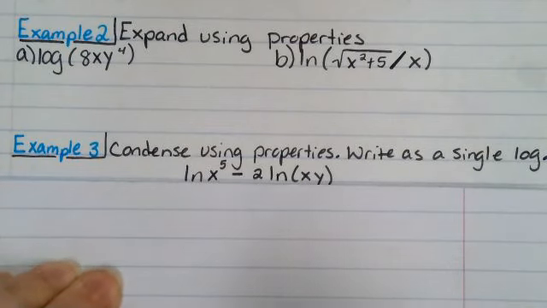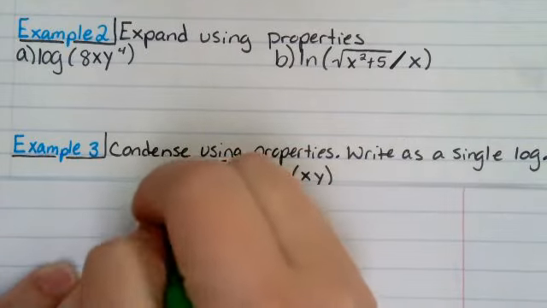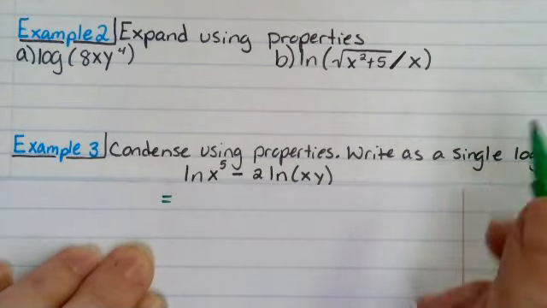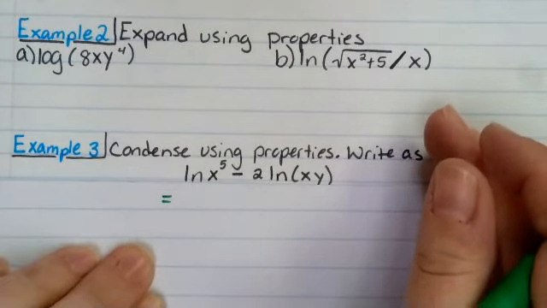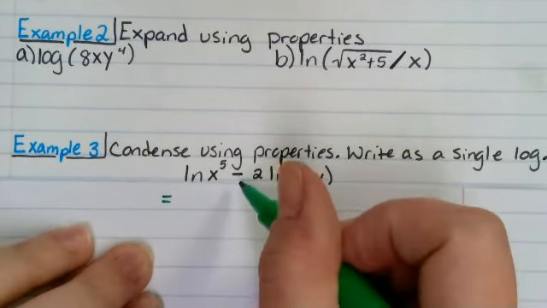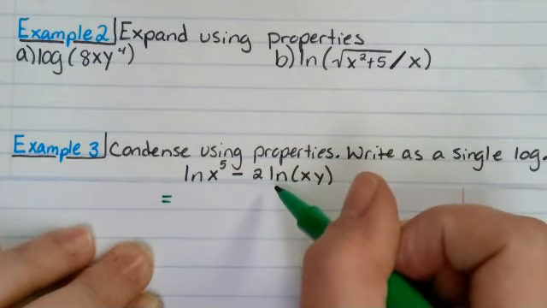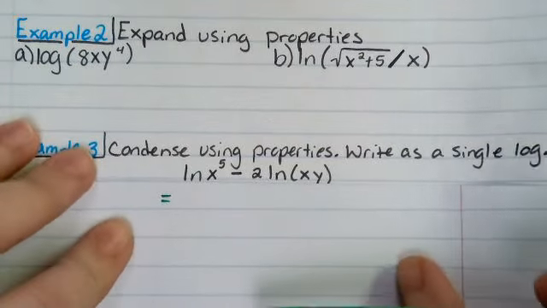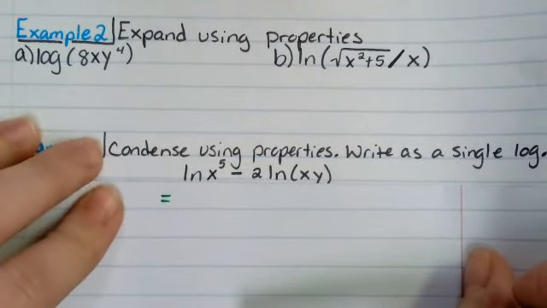And sometimes the challenge is knowing what property to do first. A lot of times people will look at this and say, I know exactly what to do. We need to do the quotient rule and we need to do the power rule. And you would be right. Those are the 2 that we need to do because I see subtraction and there's a number that's multiplied in front of this log. However, the order matters. So which one do we do first? That's the question.